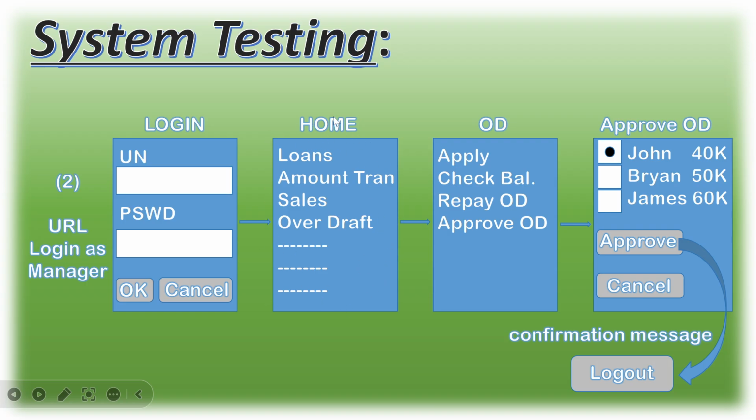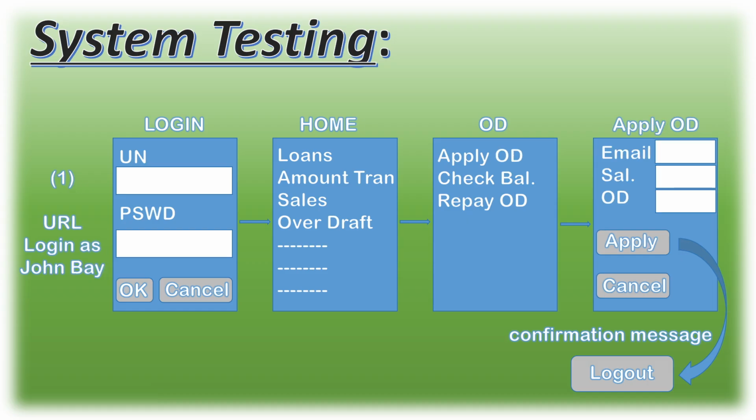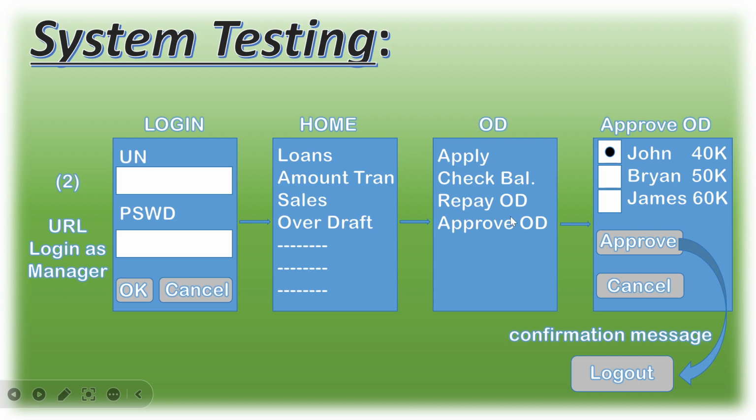Again, in the home page you'll have options available like loans, amount transfer, sales, overdraft, etc. Once the manager clicks on overdraft, the page will be displayed, and here for the manager one extra option will be displayed: approve OD. Along with all the previous options, this is for the normal user and this is for the manager. This option will only be available for the manager.